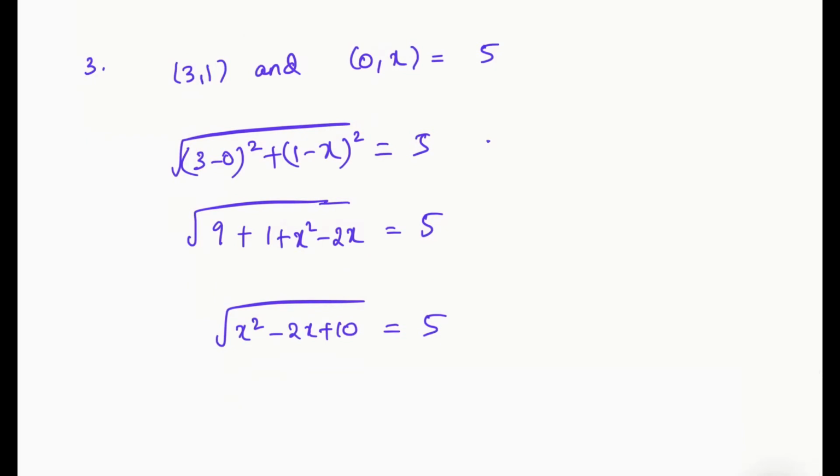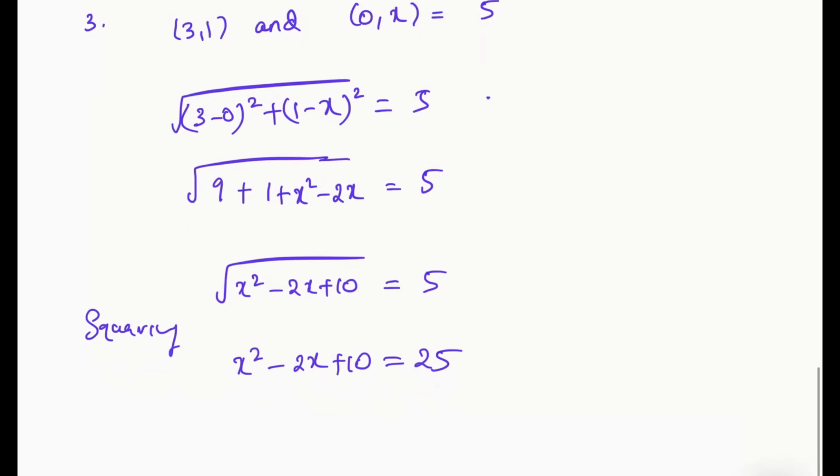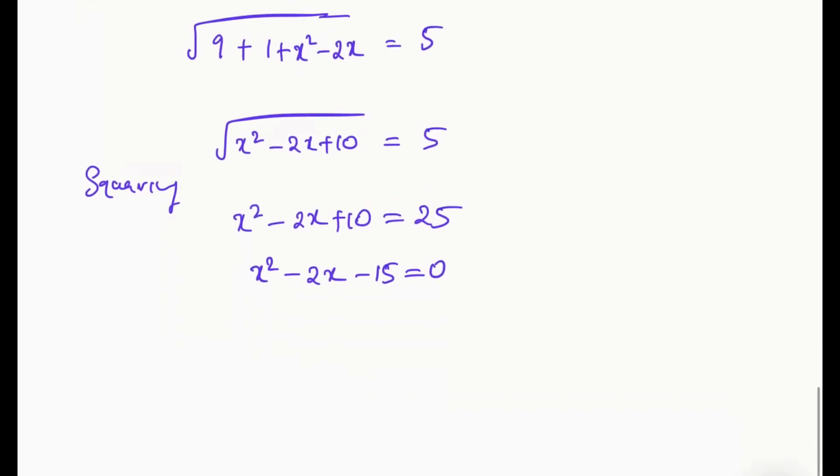Now taking out the root, you need to square on both sides. You will get x square minus 2x plus 10 equal to 25. So you get x square minus 2x minus 15 equal to 0. So you need the product as minus 15 and sum as minus 2. So you can easily take it as x square, that is minus 5 and plus 3.